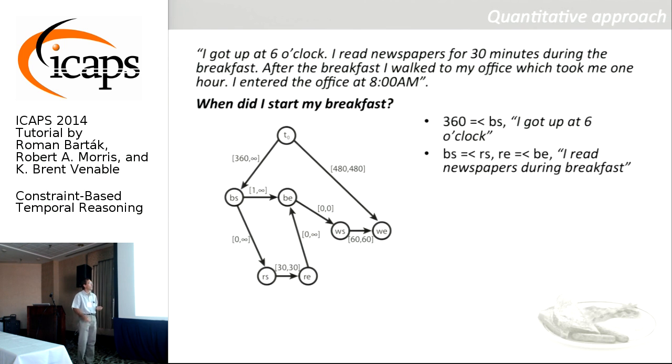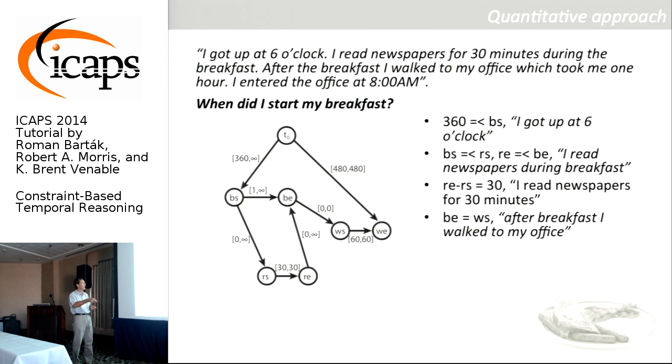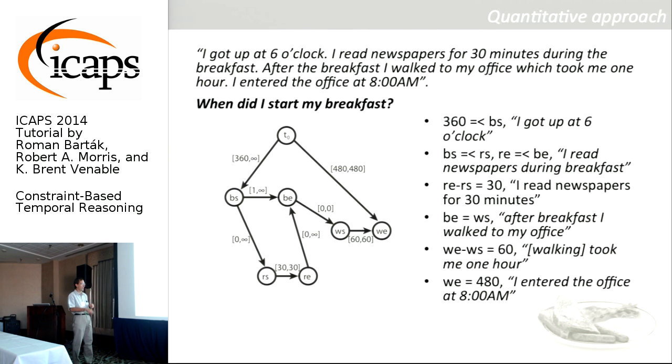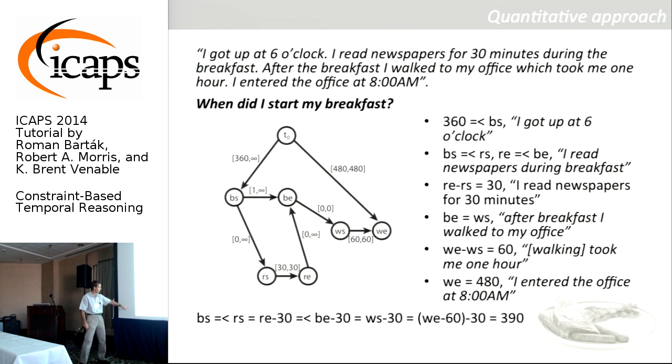About the upper bound. Okay, so now I know that the breakfast started before reading newspapers, and reading newspapers finished before ending breakfast, and so on. The duration of reading newspapers was 30 minutes. And after the breakfast, I immediately started to walk to the office. It took me 1 hour, and I was in the office at 8 a.m., right? So now I can use this information. I can put it together, and I can deduce when I finished my breakfast, right? When was the last possible time when I can start my breakfast to be consistent?